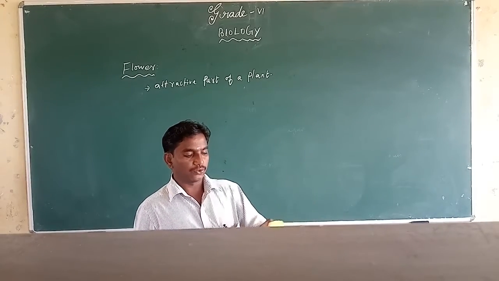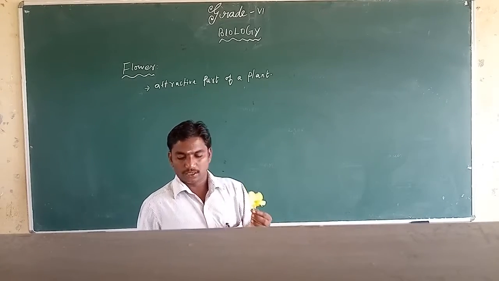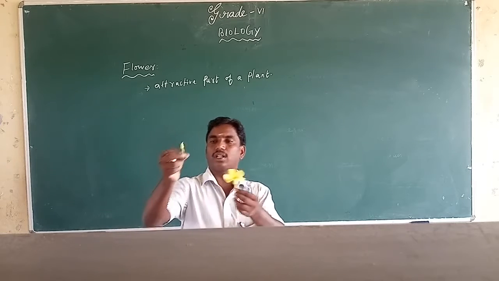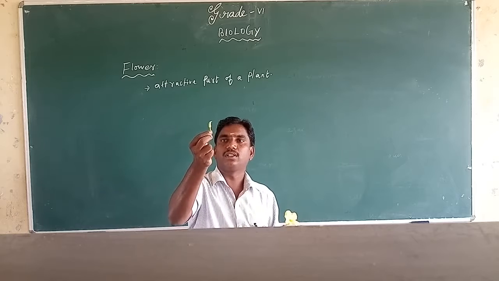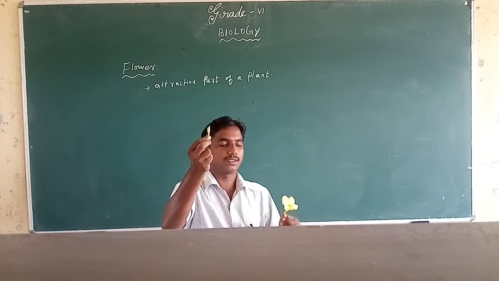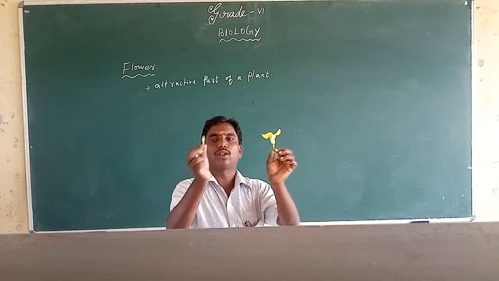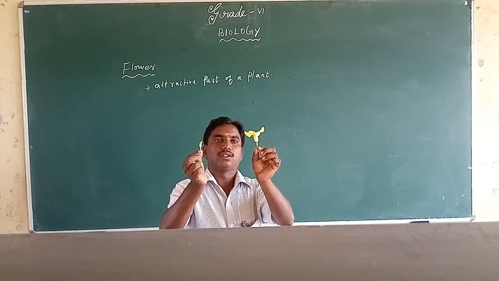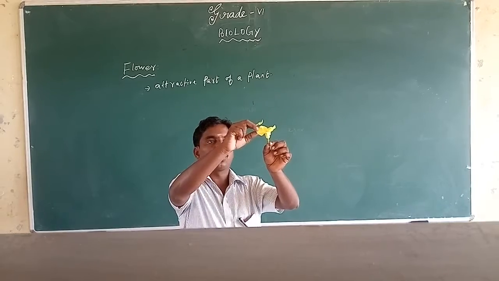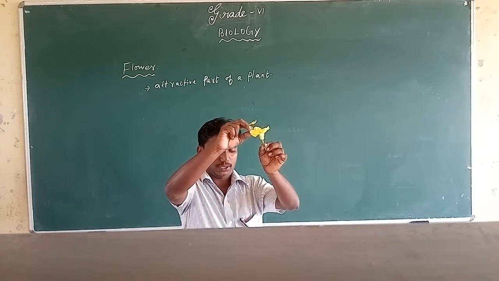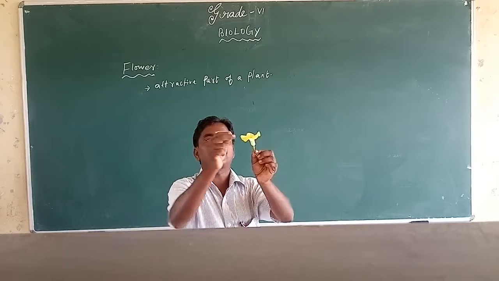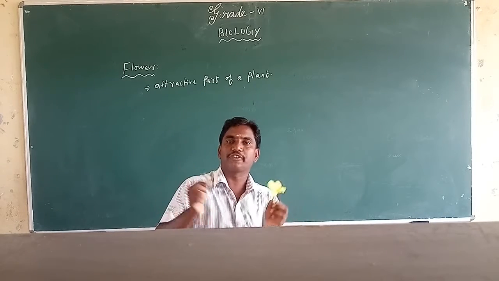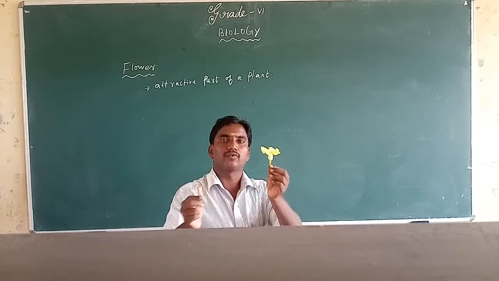So this is one activity. Take one bud of your flower. This is your bud, and this is the flower. What is the main difference between the bud and the flower? Look at this part, the petals. In the bud the petals are closed, and in the flower the petals are open. So that is the difference in shape between the bud and the flower.